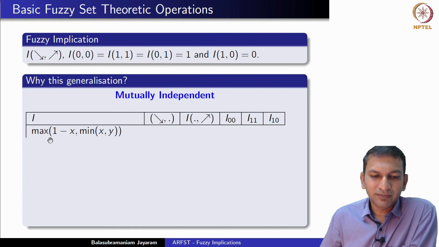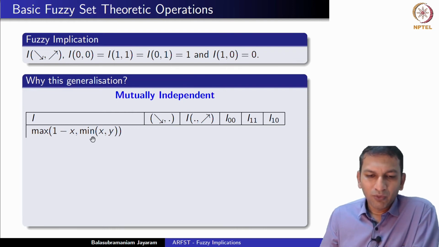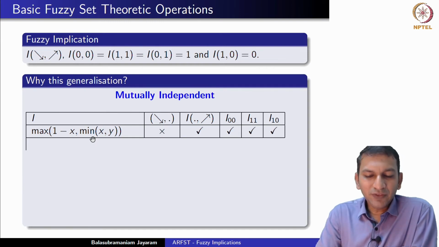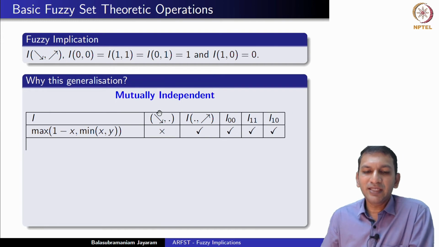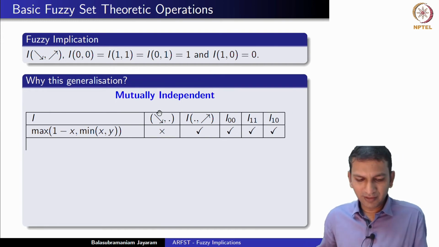Let's look at this function, max of 1 minus x, min of x, y. What we see is this function has these 4 properties except for decreasing in the first variable. Now, this is not very difficult to see.